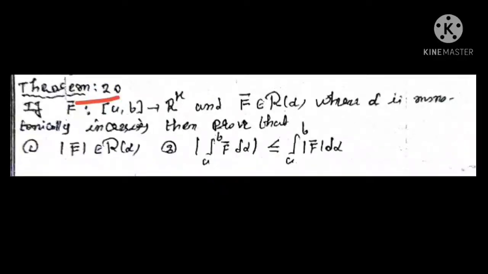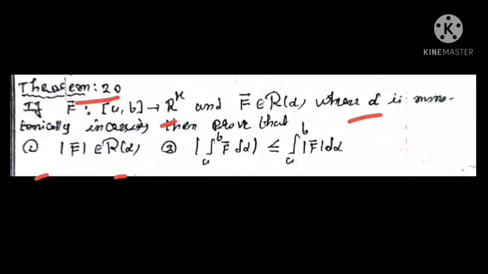If f bar from closed interval ab to R^k and f bar belongs to the set of all RS integrable functions on closed interval ab with respect to alpha, where alpha is monotonically increasing, then prove that modulus of f bar belongs to the set of all RS integrable functions on closed interval ab with respect to alpha.